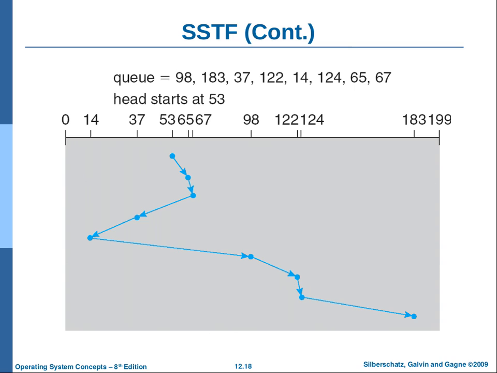All right, here we go. So you're 53. Which one's the shortest? 65, then 67. Next is 37, then 14. Oh, we gotta jump all the way to 98. 122, 124, 183. All right. Does that at least look better than the previous one? Yes, it's less. What's an issue with this?